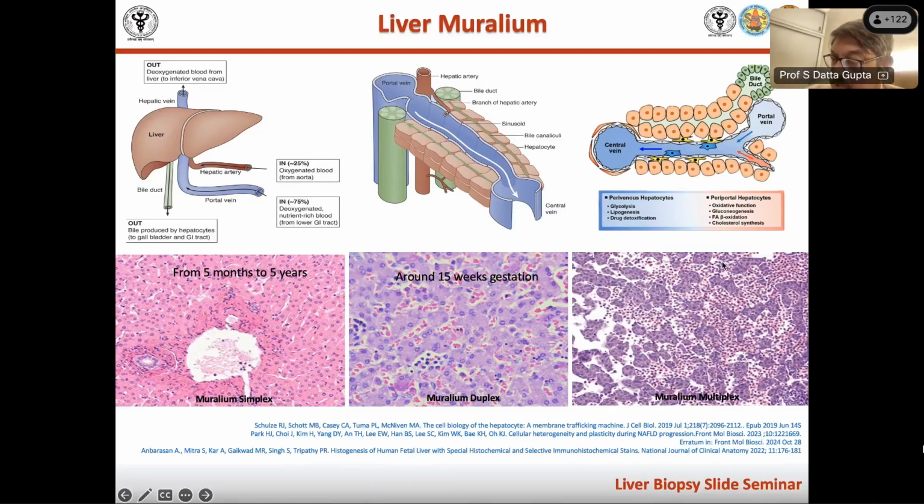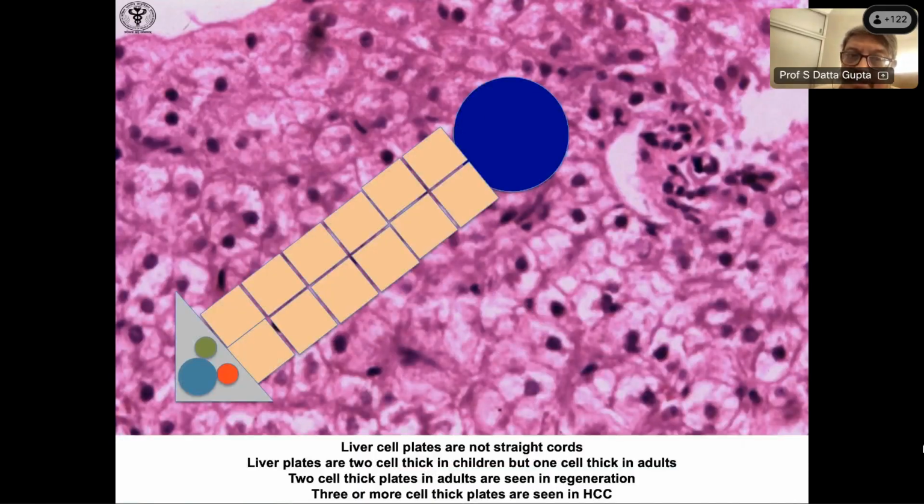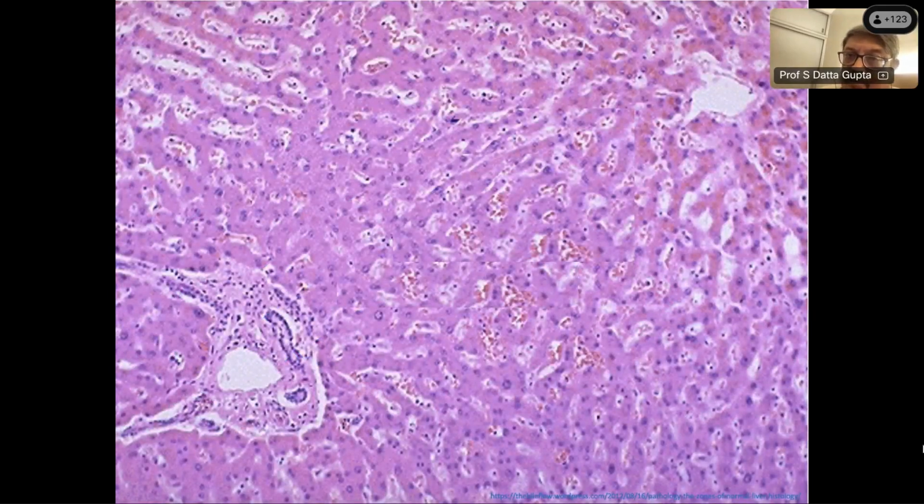So you now know the lobule, you know the cords of cells composed of hepatocytes and how thick they should be, and that they are irregular, right? You see this. They are not straight cords. They are 2 cells thick in children, but 1 cell thick in adults. 2 cells thick in adults is seen in regeneration. 3 or more means neoplastic HCC. Right? So this is how it is. Once again, please get this clearly. If there are any doubts, please ask me.